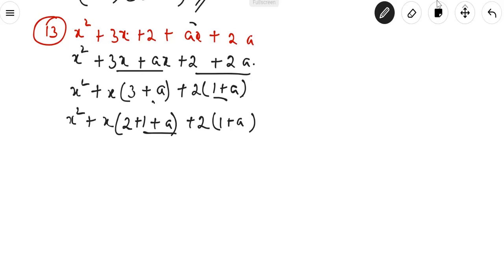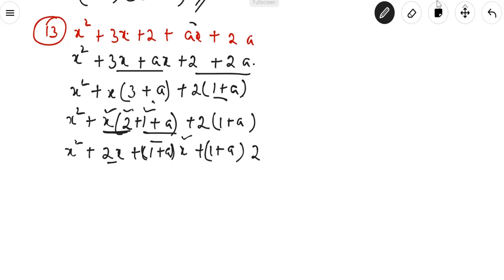So I'll rewrite again. I can group this as x square plus 2x, and this one I will write as 1 plus a into x. Can you see here? This x I have written here. So I have multiplied 2 into x, and this one 1 plus a I have written into bracket like this, and this x I have written here. So plus 1 plus a into 2.